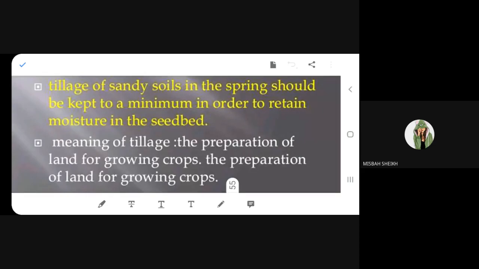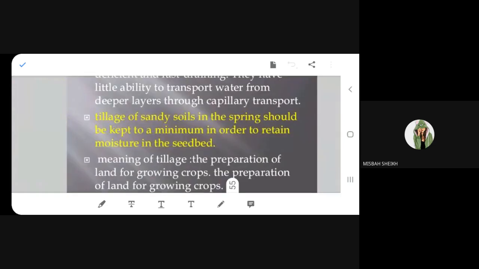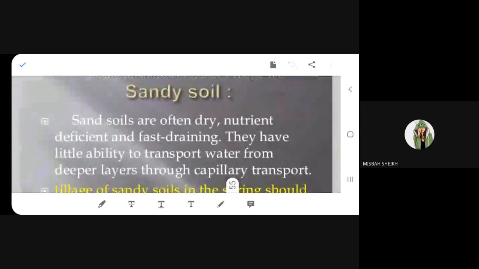That's it. Now, sandy soil is what? As the name suggests, sandy soil. Where do we get the sandy soil? Near the coastline, right? The beaches. We get the sandy soil near the beaches, near the sea, or the coastline.